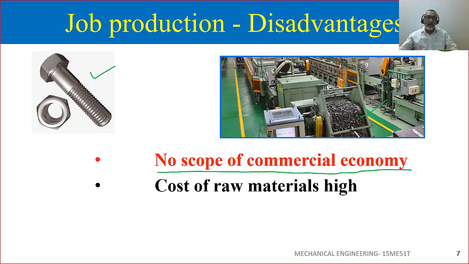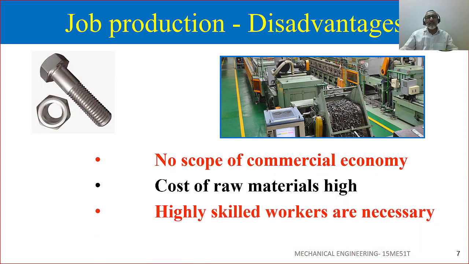Similarly, the cost of raw material is going to be high because we are buying the raw material in small quantities. When you are buying small quantities, we don't have the bargaining power, and also the transportation cost is going to be more. Because of that, the raw material cost is high in job order production. In addition, as we are going for different types of products, we need very highly skilled workers. That means highly skilled workers are necessary in job order production because of the flexibility.